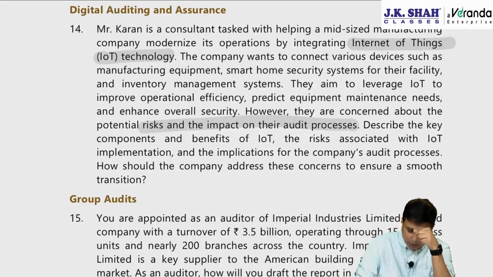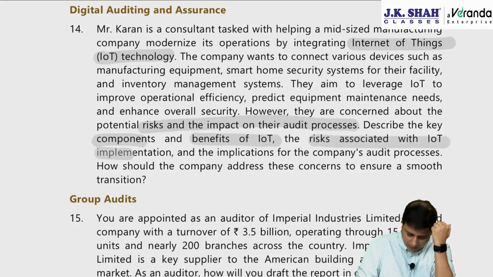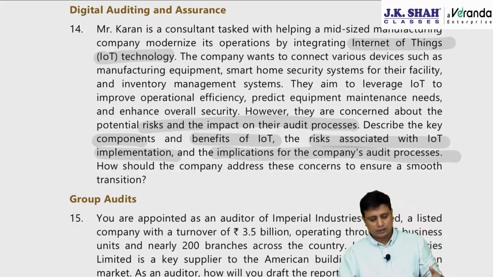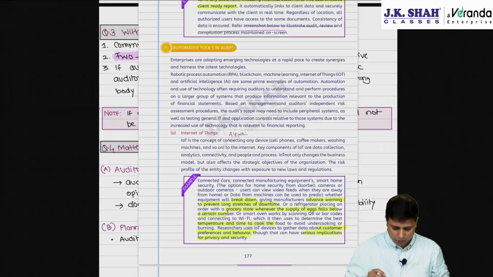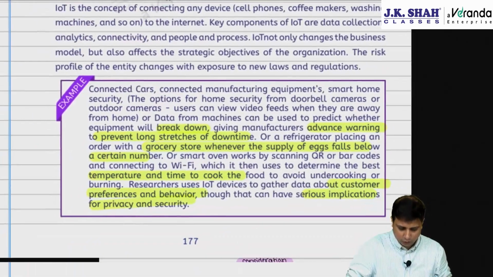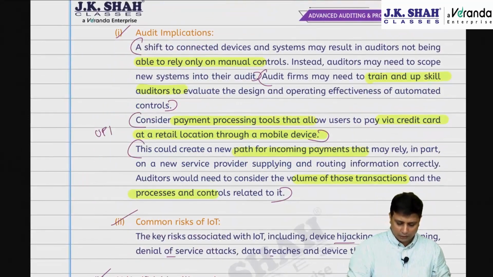Describe the key components and benefits of IoT. Also, the risks associated with IoT implementation and implications for the company's audit processes. How should the company address these concerns to ensure a smooth transition? So let me again take you to our notes. Here, firstly you will have to write about what IoT is, the introduction of IoT. Then what are the common risks?